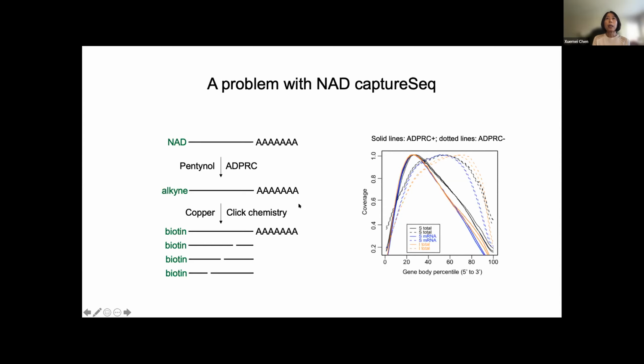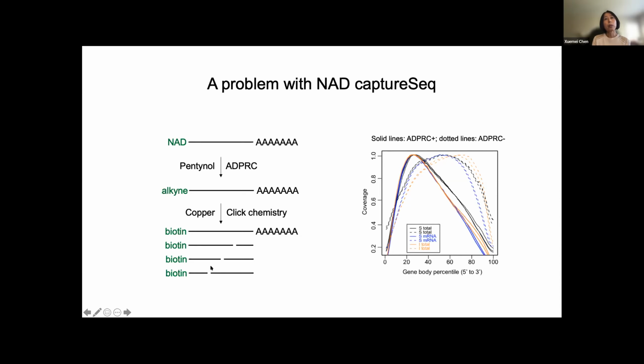So we looked into the NAD RNA capturing scheme, and we realized that copper ions present in the click chemical reaction could be causing the problem. Copper ions are known to cause RNA cleavage. So if you imagine RNA cleavage randomly occurring in the body of the RNA, this together with the enrichment for RNA with the 5' biotin would result in a 5' skew in the RNA. So we think that perhaps copper ions were causing the problem.